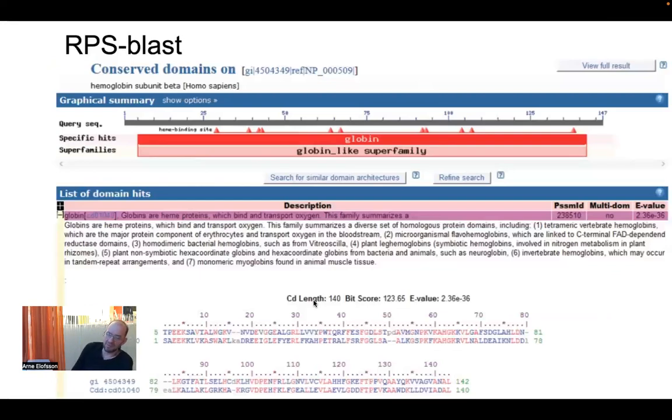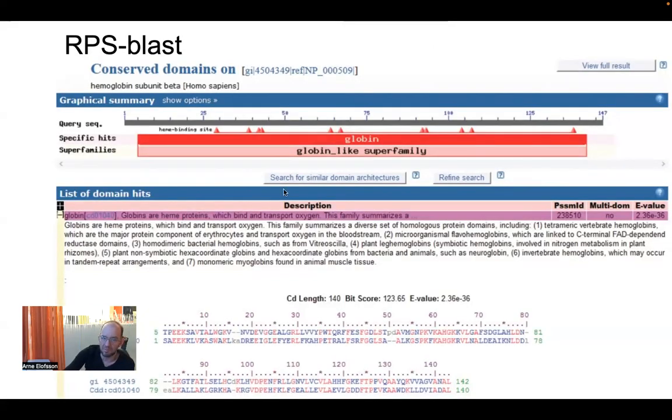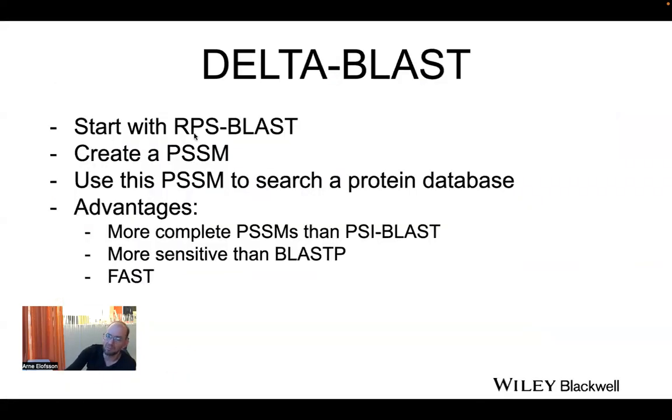RPS-BLAST is basically a similar idea, but there you search a database of known PSSMs. You basically create PSSMs. We will talk about the Pfam family later. This is a set of protein families that someone has made multiple sequence alignments for, and then you can make PSSMs for them and use RPS-BLAST to search them. What is more relevant than RPS-BLAST here is maybe DELTA-BLAST, which basically starts with a domain search. That's the hit you see here on top, like a domain BLAST or an RPS-BLAST. You start with that, make a PSSM, and then use this for searching the protein database to find all hits in the database, instead of just finding the domain.